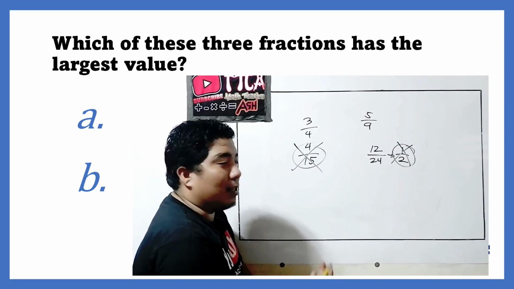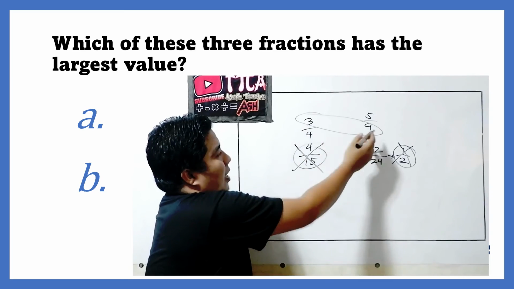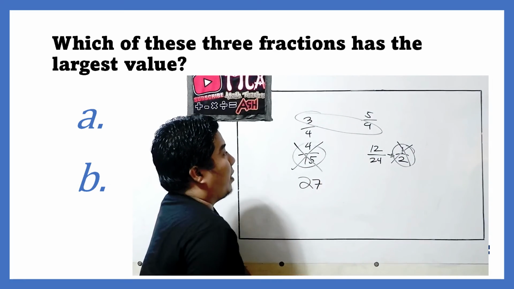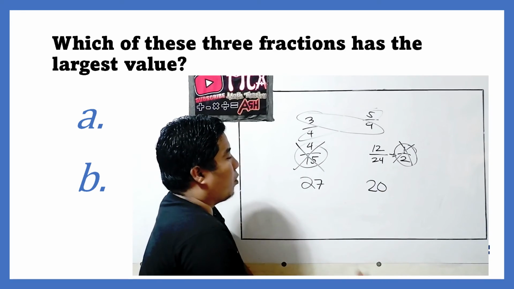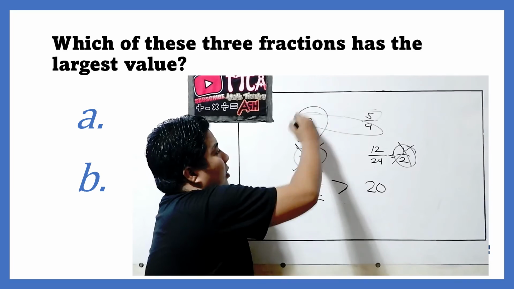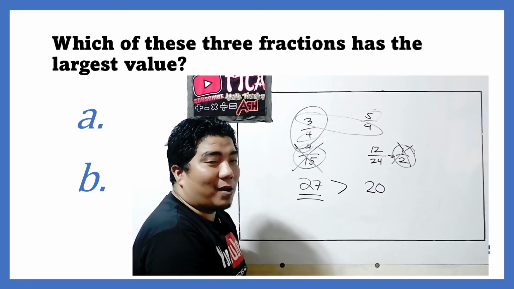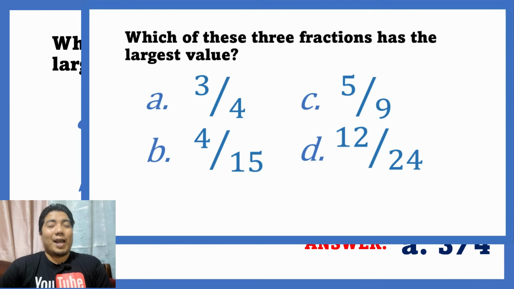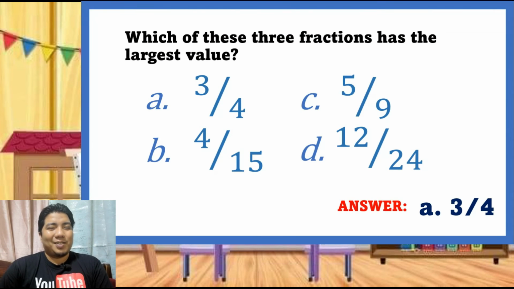You can also apply the butterfly method here. So, by using the butterfly method, that is 3 times 9, that is 27. 4 times 5, that is 20. Of course, 27 is bigger than 20. Therefore, 3/4 is bigger than 5/9. And that is our correct answer. And the correct answer is letter A, 3/4.